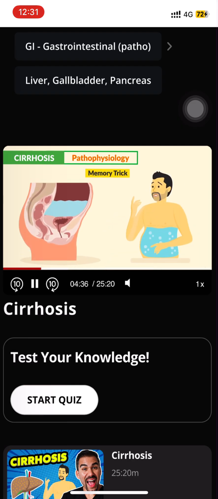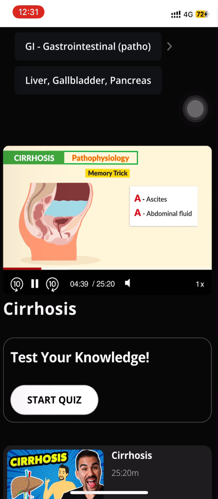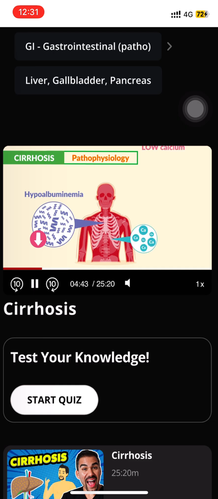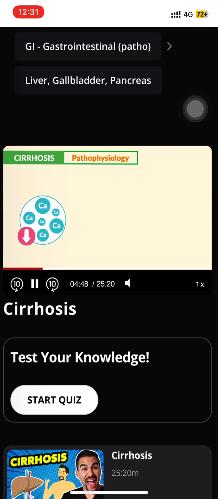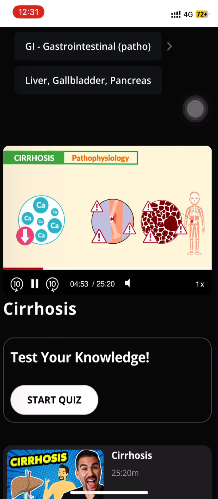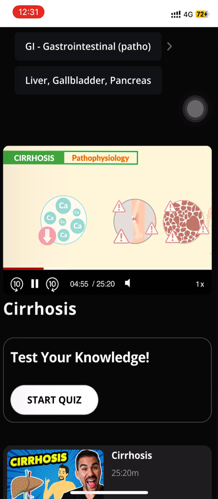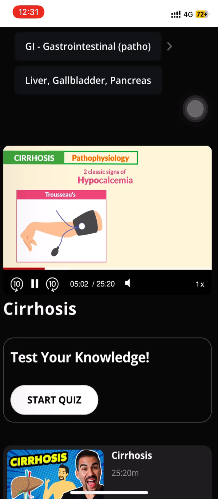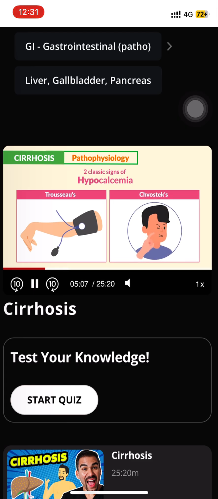So just think of the double A's. Ascites is for abdominal fluid. And lastly, with hypoalbuminemia, we see low calcium inside the blood due to low binding. So we see weak bones with the big risk for fractures and even osteoporosis, those porous bones. And lastly, the 2 classic signs of hypocalcemia, or basically low calcium, is Trousseau's. We have an arm twerk with a blood pressure cuff on, and also Chvostek's, which is a smile when you stroke the side of the cheek.